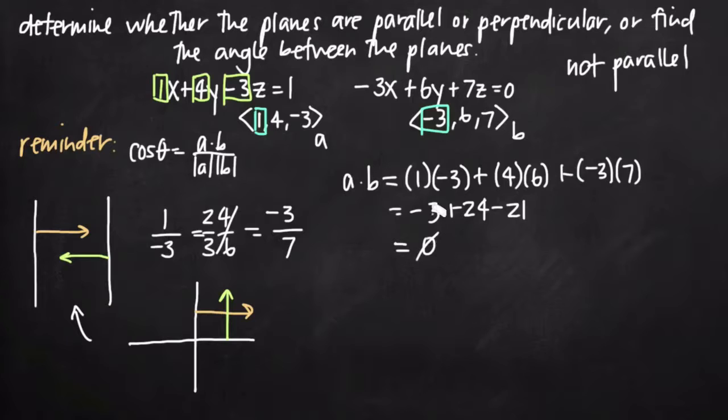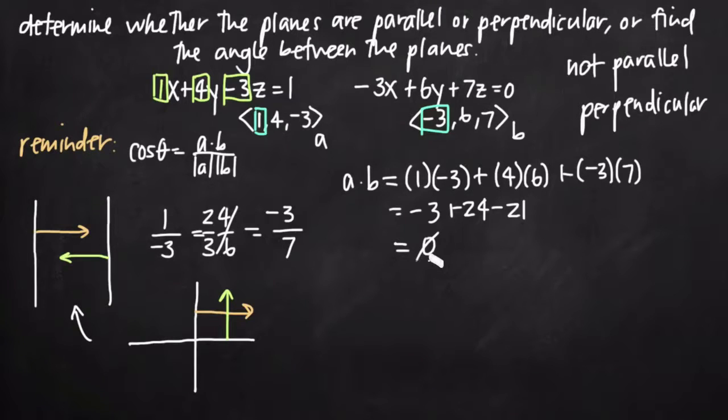If my dot product is equal to 0, then I know that my vectors are perpendicular to one another. So I've proven that my normal vectors are perpendicular, which tells me that my planes are also perpendicular to one another. So perpendicular is then going to be my final answer for this problem.